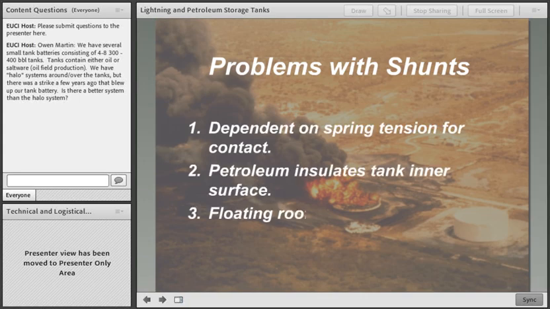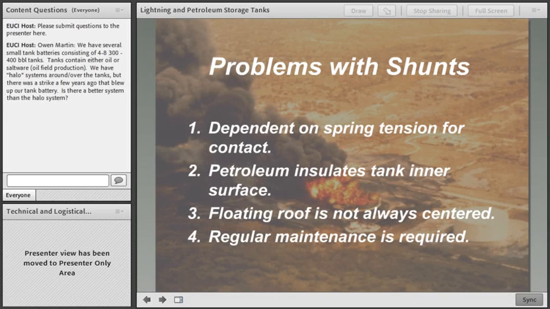And this will provide a direct electrical connection or electrical bond between the roof and the shell. Unfortunately, there are several problems with shunts. Number one, the shunt is dependent on the spring tension for contact. So again, a shunt is just a piece of spring steel, and I'll show you some pictures of shunts later. It's just some spring steel that is dependent on the tension in the spring for the contact on the tank.